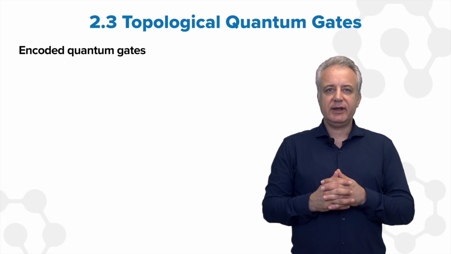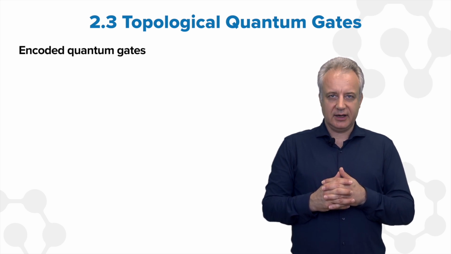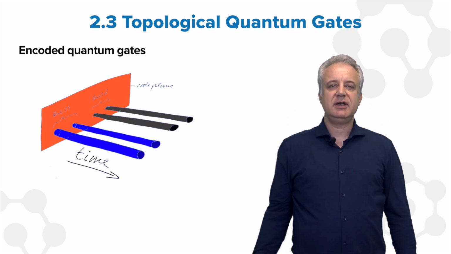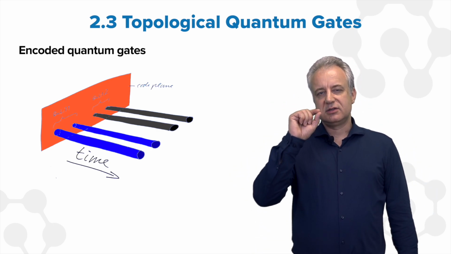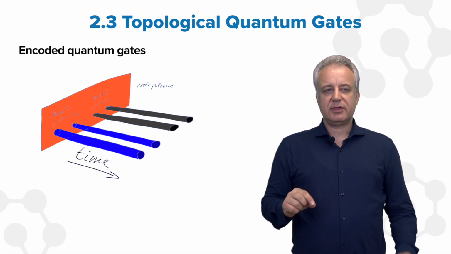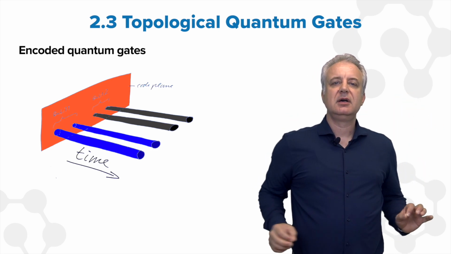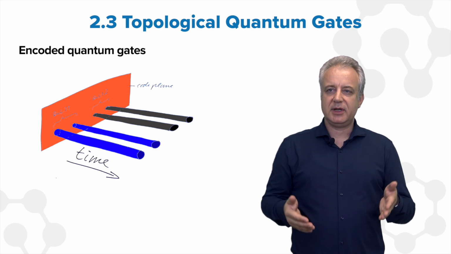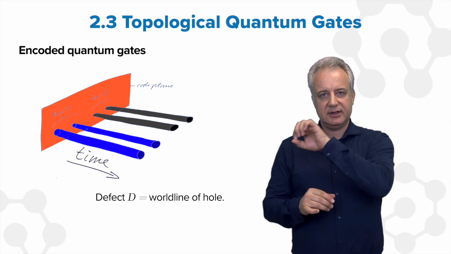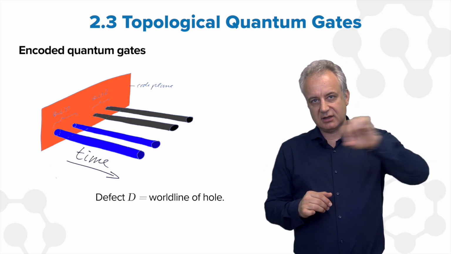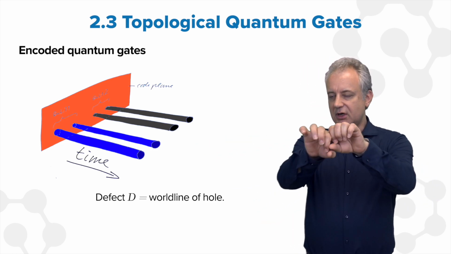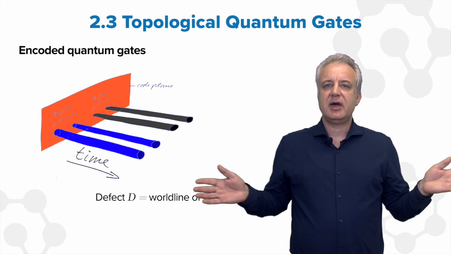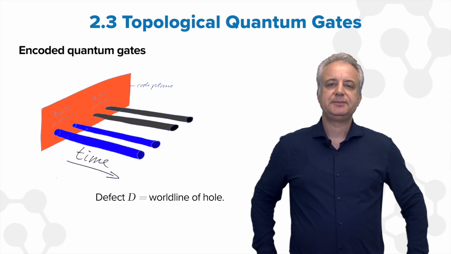Okay, so now we are ready to explain gate action. So here's a situation where nothing happens. We have a surface code surface with the holes just sitting there doing nothing. They just stay in place, and so their timelines, which are the defects in the 3D cluster, just stretch out like parallel lines. So nothing happening here, we have just memory.